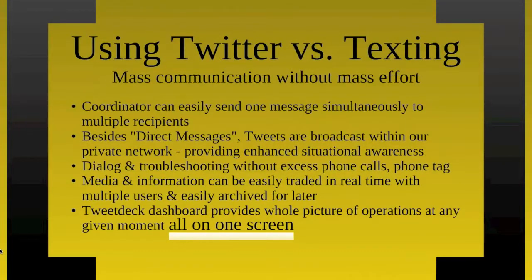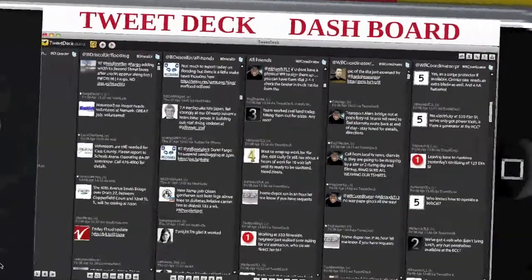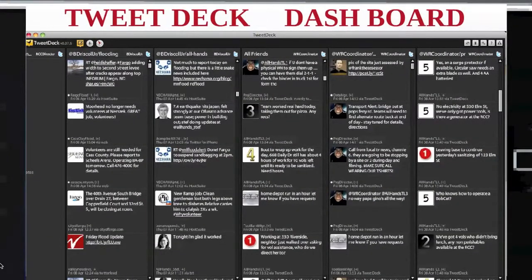Through the Tweetdeck application, the whole picture of operations in the field at any given moment is viewable on one screen versus just viewable on a team leader's telephone handset and a coordinator's telephone handset. Because there's information and media traveling within this network in real time, multiple people can be involved in troubleshooting, can be involved in the learning process later. It distributes the information and the communications into a much broader network.